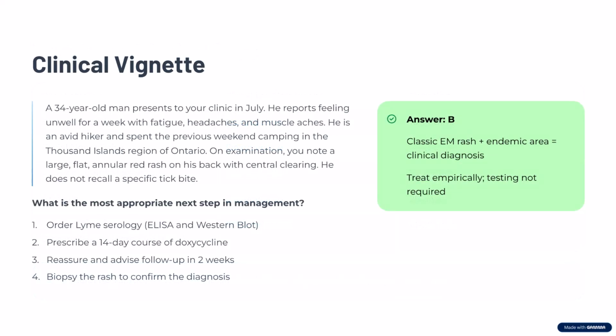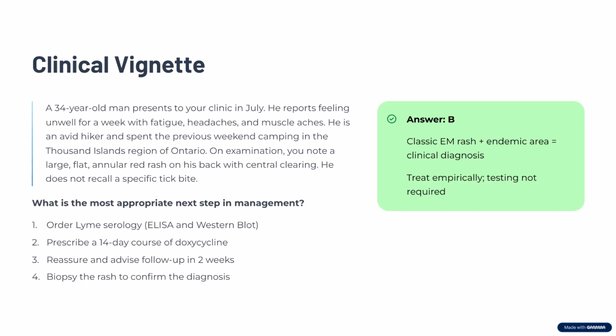Let's synthesize this with a classic vignette. Let's break it down. We have a young man in the summer. He has a history of hiking in an endemic area in Ontario. He presents with a flu-like illness and, most importantly, a classic erythema migrans rash. Even though he doesn't remember the bite, the rash is pathognomonic.